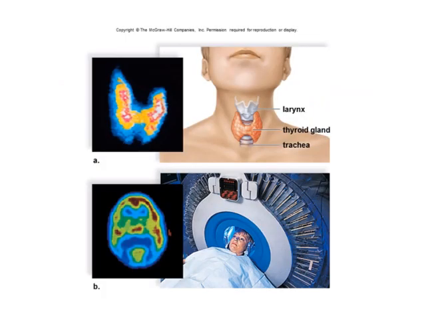Now this picture over here shows the use of radioactive substances for detecting tumorous cells. So the first picture is of a tumorous tissue in the thyroid gland, and the second one is of a glioblastoma, or tumor in the brain tissue.